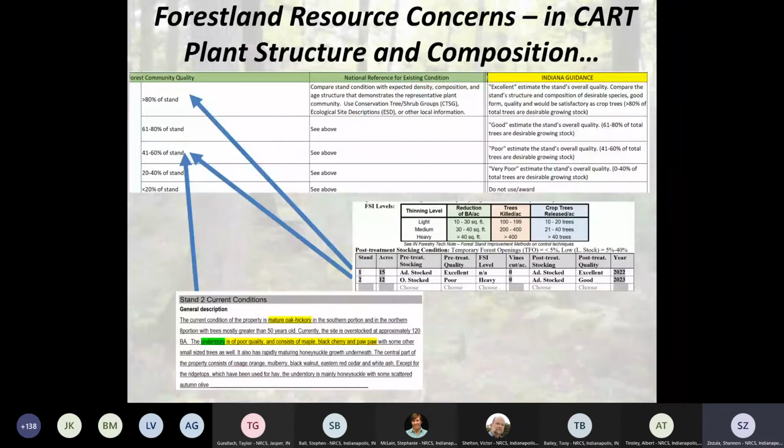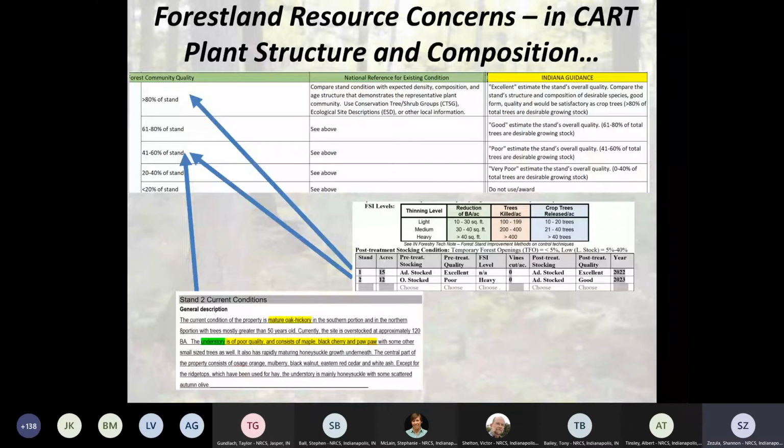All right, moving on to another key resource concern on our forest land, plant structure and composition. And again, much similar, our Indiana guidance attempts to use terminology that you're likely going to see in our forest management plans or our forest planning sheets. And again, just an example of where the various stands would fit in the CART nomenclature. And again, this is one thing that I'm hoping that we can influence at the national level. When you get into CART, all you see under this question is that left-hand side in the top of that spreadsheet. All you see, forest community quality, 80% of stands, 61 to 80% of stands, 41 to 60% of stands, and so on and so forth.